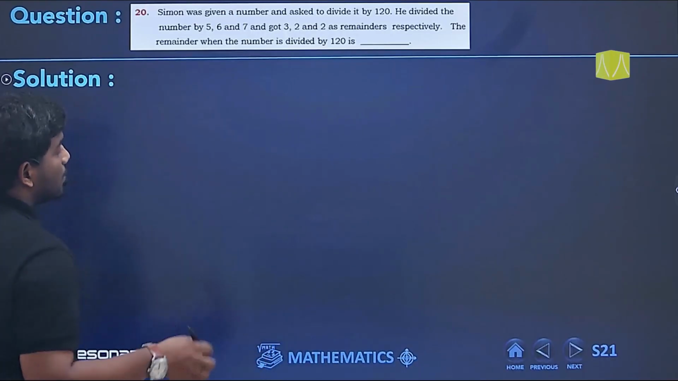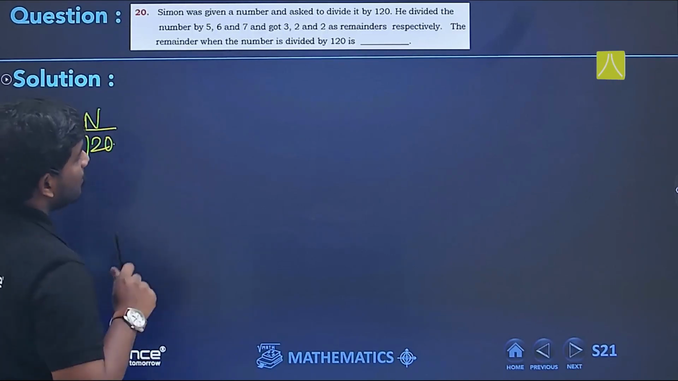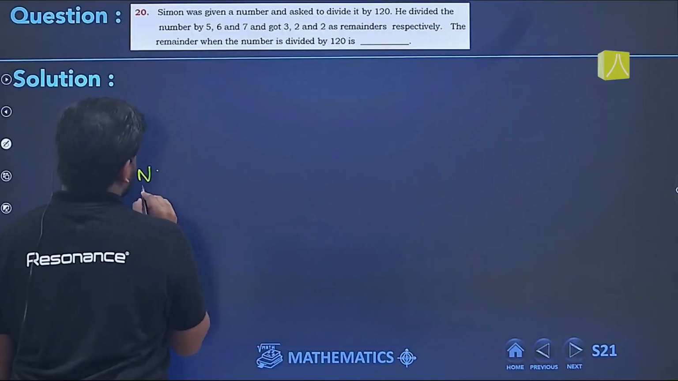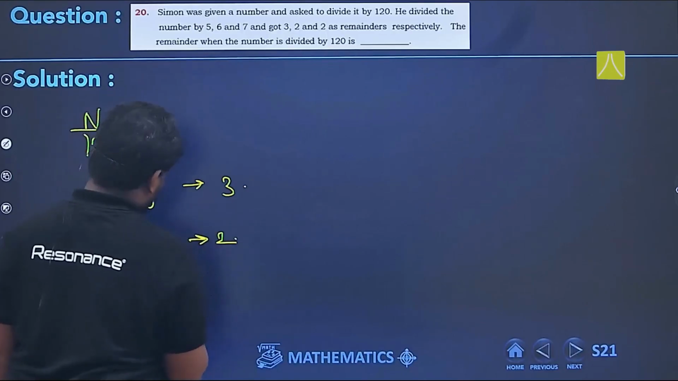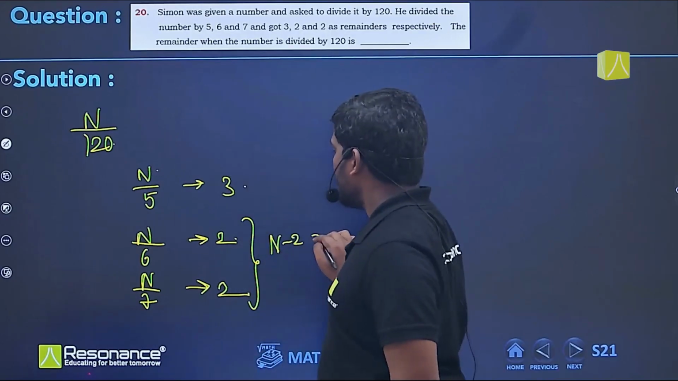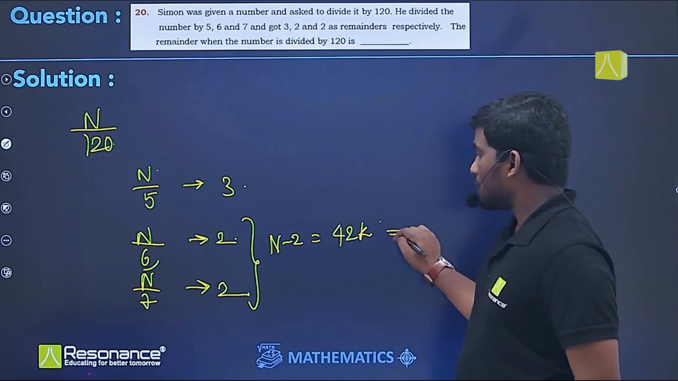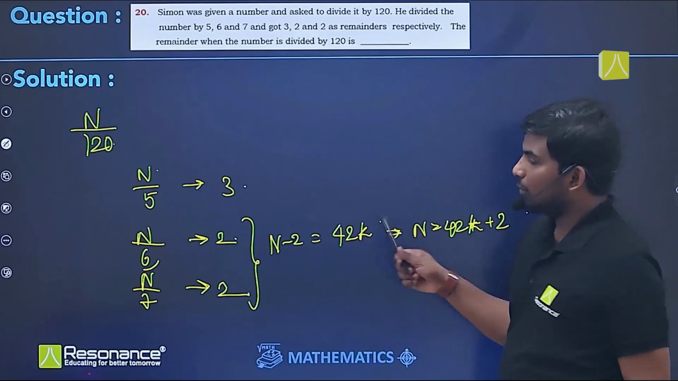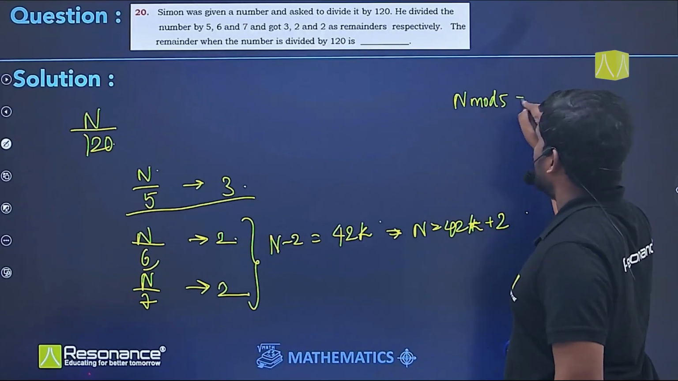Simon was given a number and asked to divide it by 120. Now n by 5 gave him a remainder of 3, n by 6 gave him a remainder of 2, n by 7 also gave him a remainder of 2, which implies n minus 2 has factors of 6 and 7. So this would be 42k. So from here n equals 42k plus 2. Now n by 5 gives a remainder 3. So n mod 5 is 3.